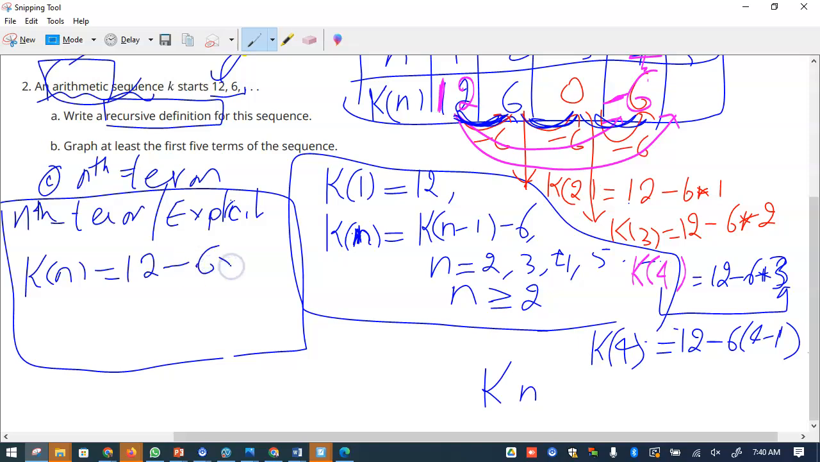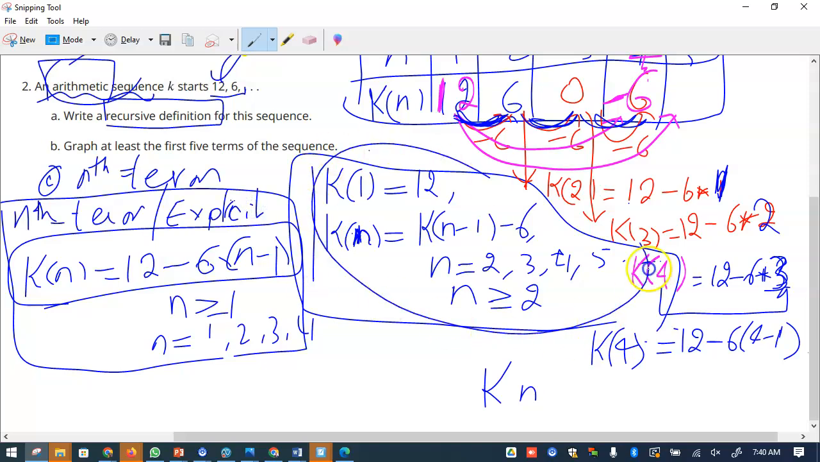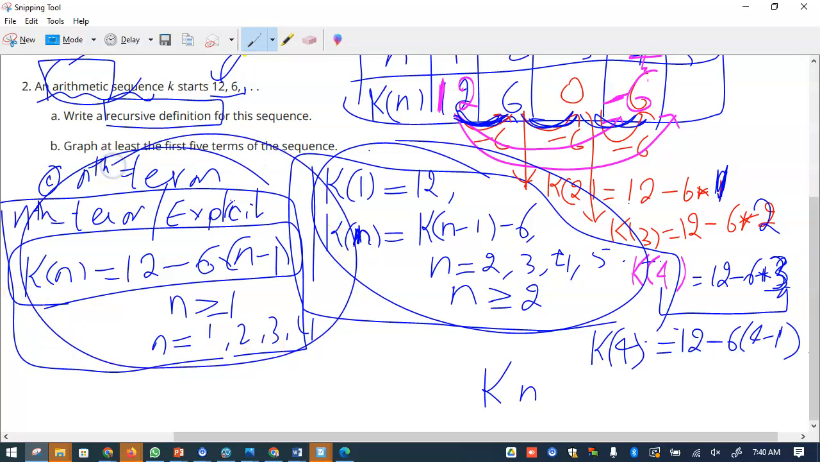12 minus 6, and then you write parenthesis and say n minus 1, 1 less. And this is n greater than or equal to 1, not 2, but it is 1, because it starts with 1 here, then 2, and then 3. So n is 1, 2, 3, 4. Now this is a good practice for how to write this nth term, or explicit formula, instead of this recursive one.